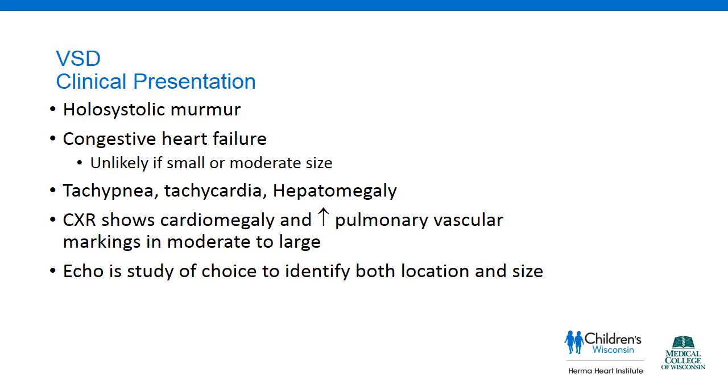Their chest X-ray oftentimes shows cardiomegaly and increased pulmonary vascular markings in moderate to large VSDs, and that's just due to the pulmonary overcirculation. The cardiomegaly is due to the dilation of the left atrium and left ventricle from the significant volume load on the heart. And echo is really the study of choice to identify both the location and size.